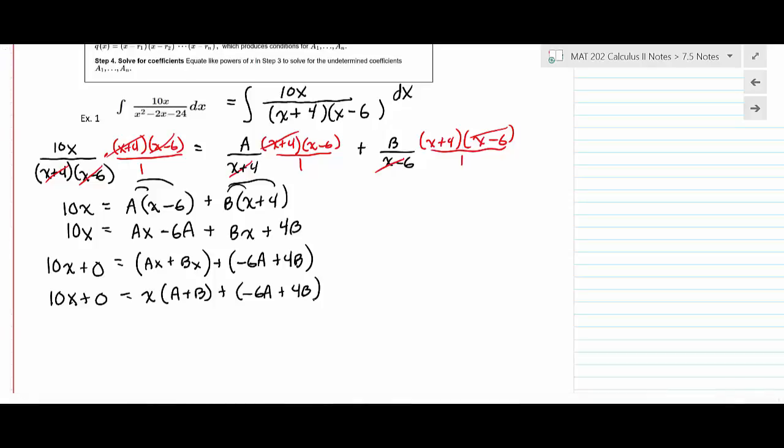With a little practice, you can get to this point right here. Usually at this stage, students can do this in their head. This is what I do: I look at it, I have an x, I have an A plus B, then I have a negative 6A and a 4B. So you can jump all the way down there if you want to. Now here's what I want you to see. What does A plus B have to be equal to in this equation? It has to be 10, right? Because that's got an x. That matches. A plus B has got to be 10.